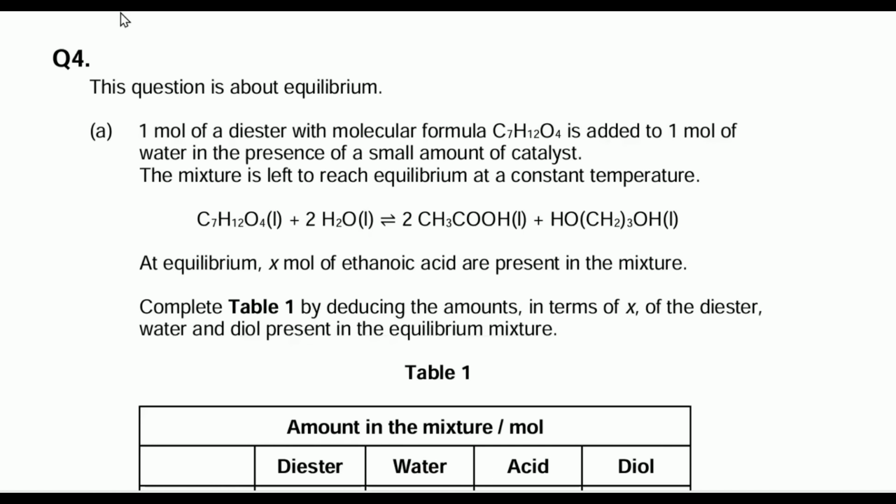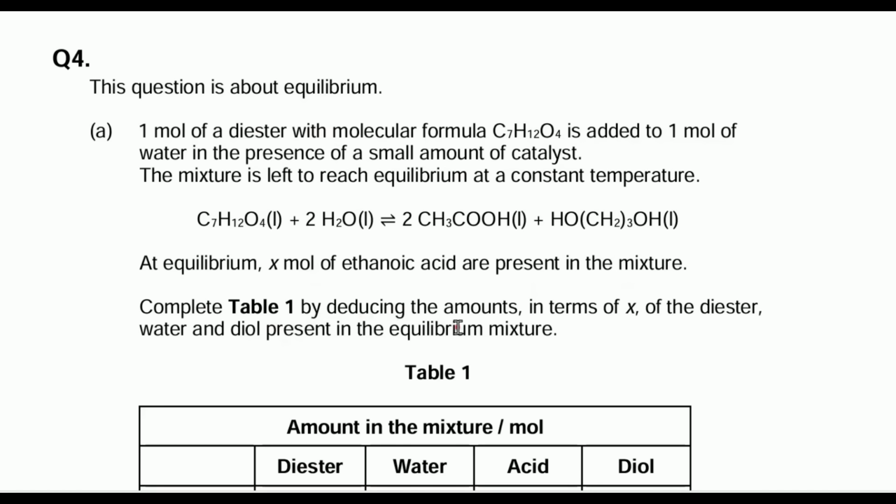Okay, getting into question 4. This question is about equilibrium. Part A: 1 mole of diester with a molecular formula C7H12O4 is added to 1 mole of water in the presence of a small amount of catalyst. The mixture is left to reach equilibrium at a constant temperature. We've got the equation C7H12O4 plus 2 water molecules goes to 2 ethanoic acid plus, oh, 1 diol molecule.